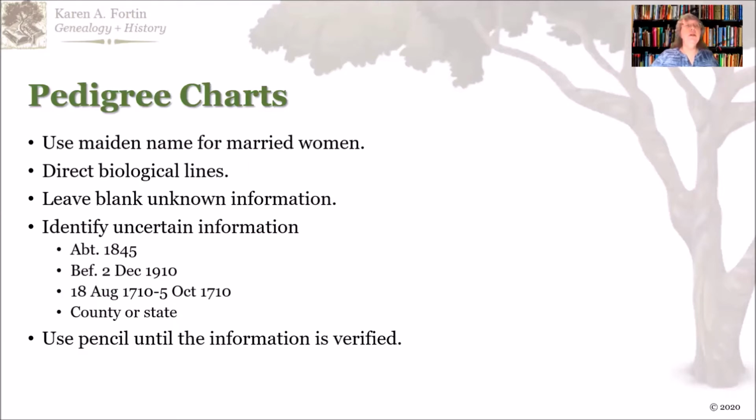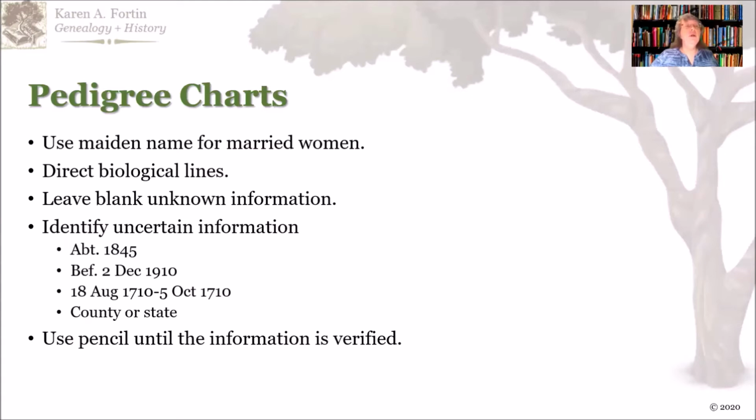For married women, use their maiden name on the form. This avoids any possible confusion later on between her lines and her husband's. A pedigree chart usually only records the direct biological lines. If you want to identify a different relationship, such as a step-parent or an adoptive parent, it's much easier to do this using the family group sheets that we'll talk about in a moment.